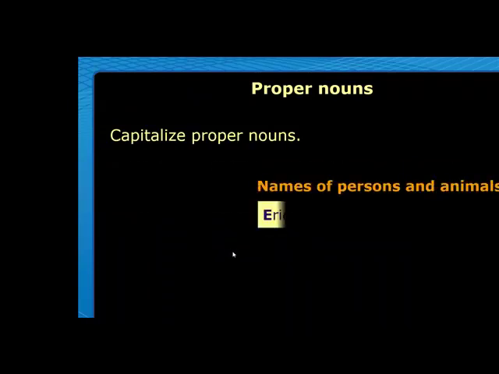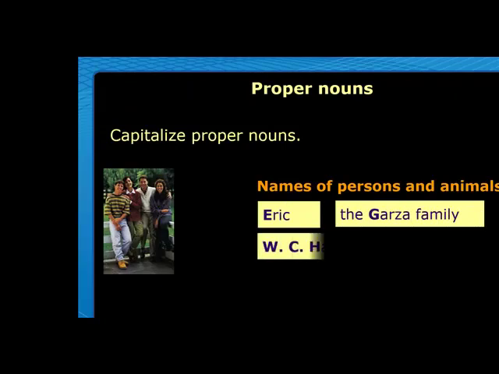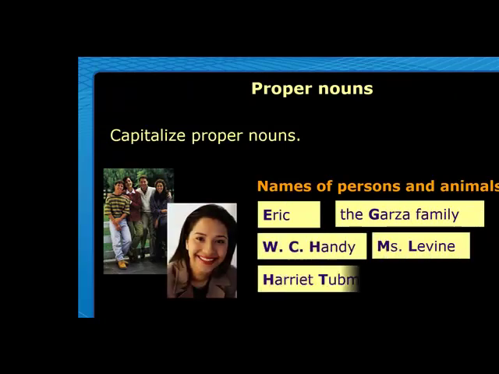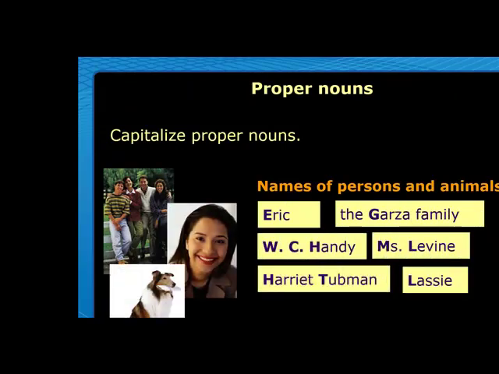Names of persons and animals. For example, Eric, the Graza family, W.C. Handy, Mrs. Levine, Harriet Tubman, Lassie. Okay? Capitalize the initial letters of names of people and animals. Okay? Like my cat Fluffy. Hello, Fluffy.